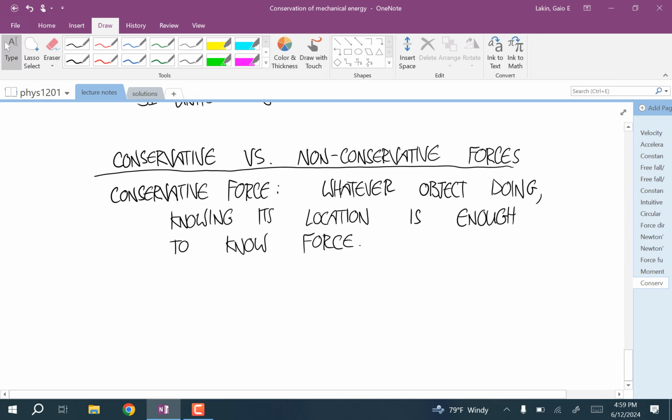Okay, well, what are some examples? The easiest example is the weight force on an object. If you know the object's mass and somebody tells you the location, you can tell them what the weight force is. In fact, they don't even have to tell you the location. The weight force is going to be the same no matter what the location is, but we don't care about that. It's still conservative. It's just kind of extra conservative.